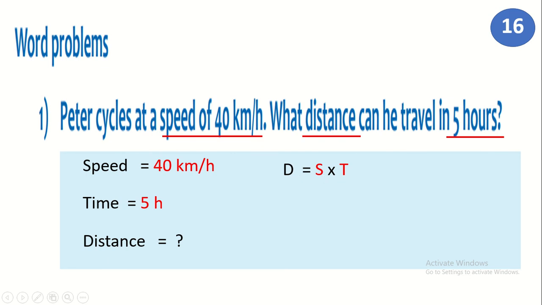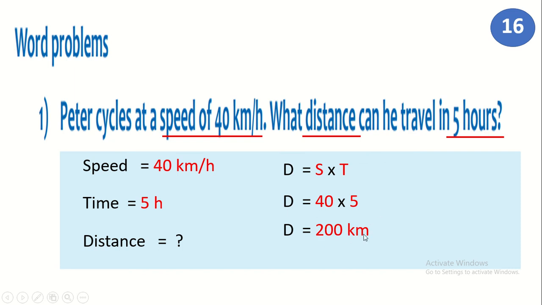Do you remember the triangle? D is on the top, S and T together. That is, you multiply S times T. D for distance, S for speed, and T for time. This is multiplication. You multiply times. Distance is equal to 40 for speed, times T for 5. 40 times 5 is 200.